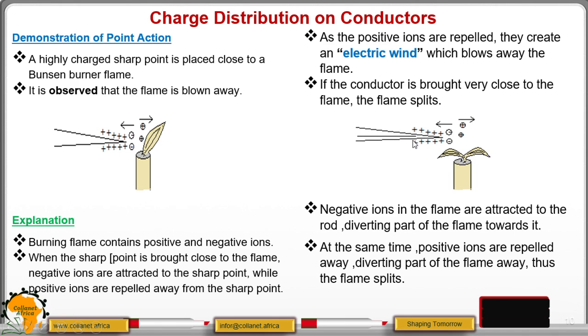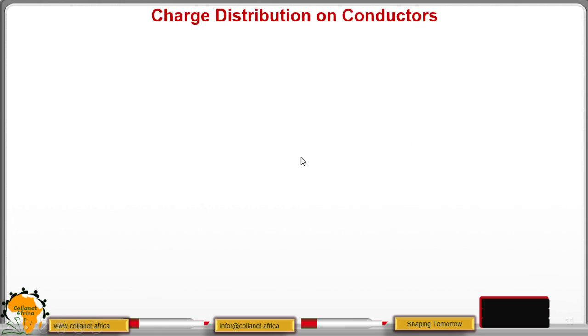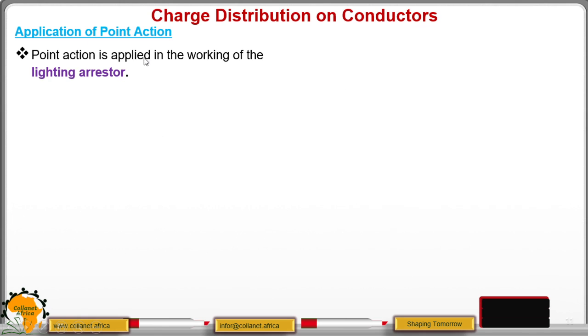Now this is something that you can do at your home. You can charge a rod very strongly, and then using a candle try to see whether you can get the same observation. Then from there we have the application of point action, and this one is applied when we talk of lightning a conductor.